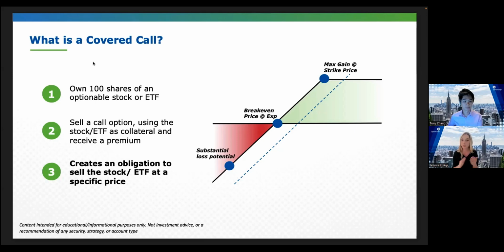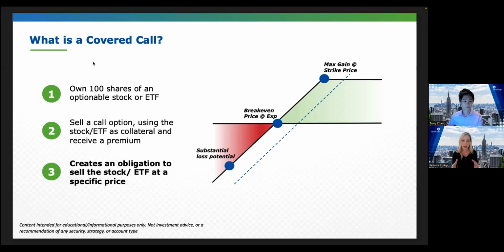You do give up upward potential for those shares if it goes above your strike price, and we'll talk about that. But it's a way to generate income off of the shares that you already own, and even in addition to the dividend that it already receives. And we'll talk about the risks associated with that.